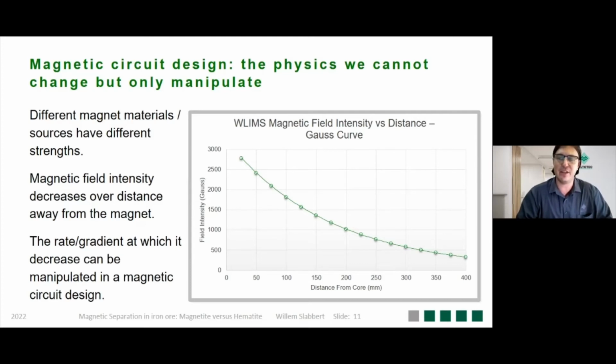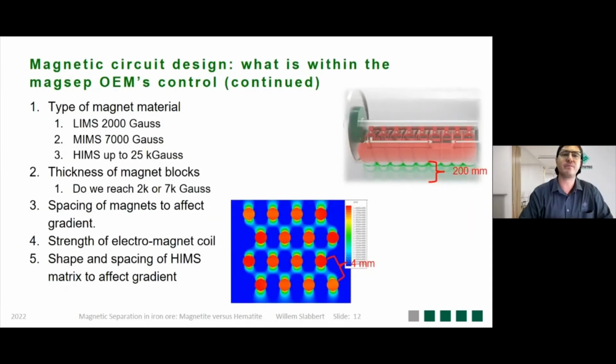The next part of physics we have to comply with is that the magnetic field intensity decreases, as illustrated by this curve, as we move away from the magnet surface. The rate or gradient at which the magnetic flux density decreases is called the magnetic field gradient, and that can also be manipulated in our magnetic circuit design. So we can use LIMS magnets of 2000 Gauss, MIMS magnets, which are medium intensity magnetic separators, that go up to 7000 Gauss, or high intensity magnetic separators that go up to 25,000 Gauss using electromagnets.